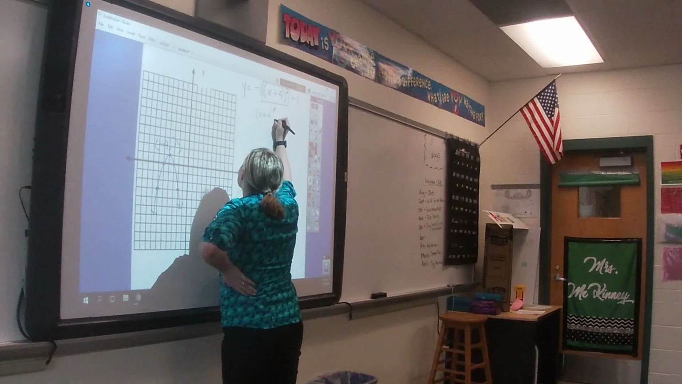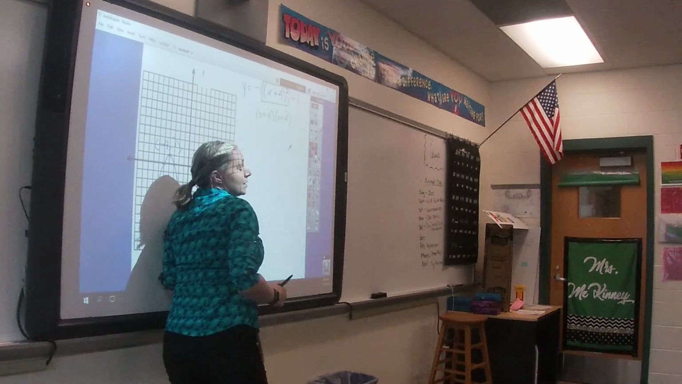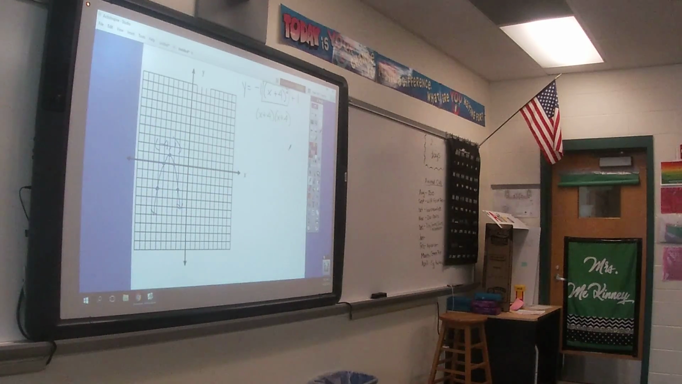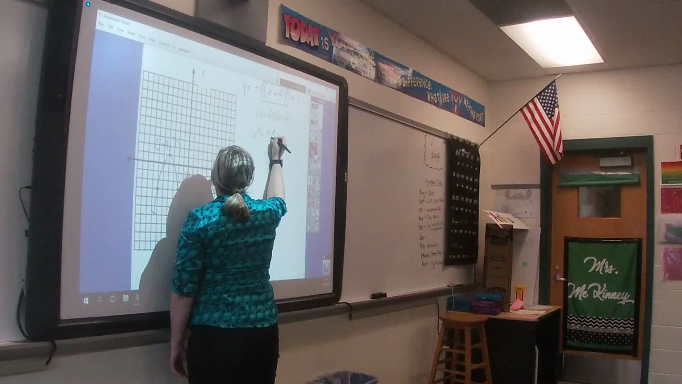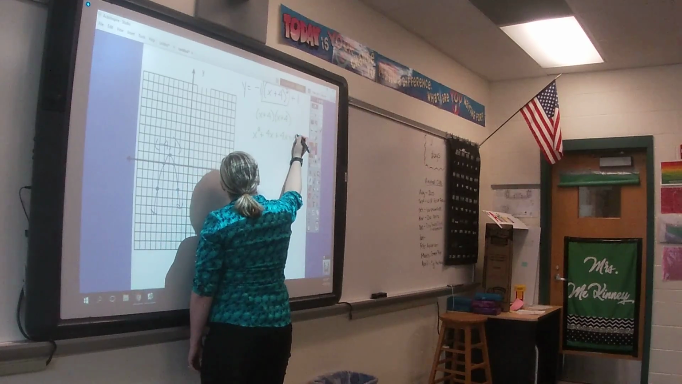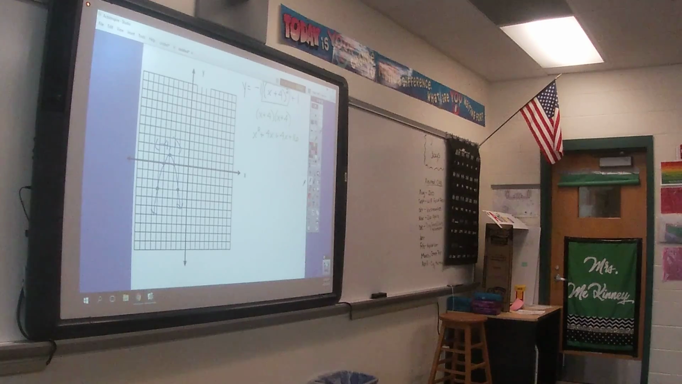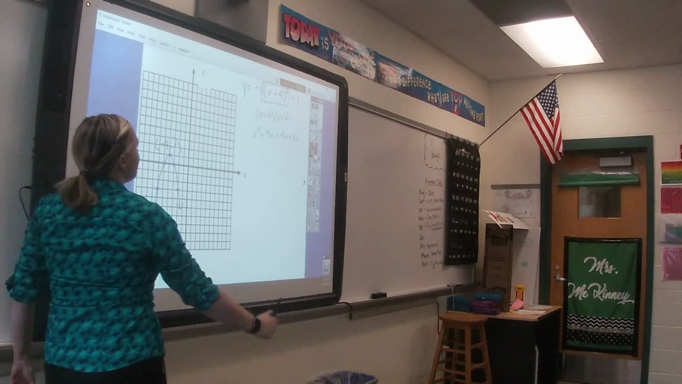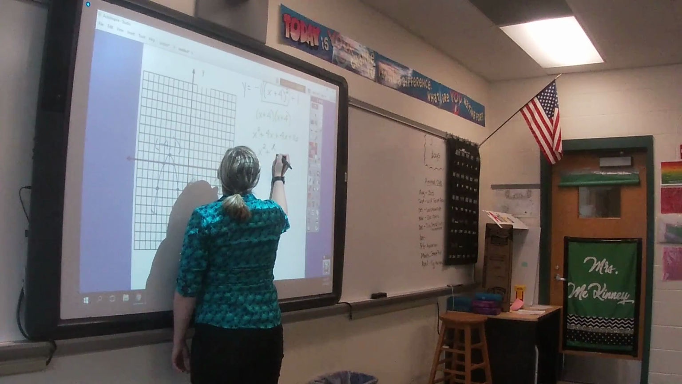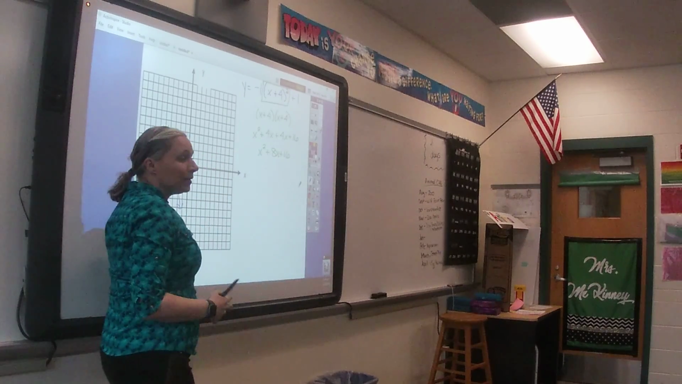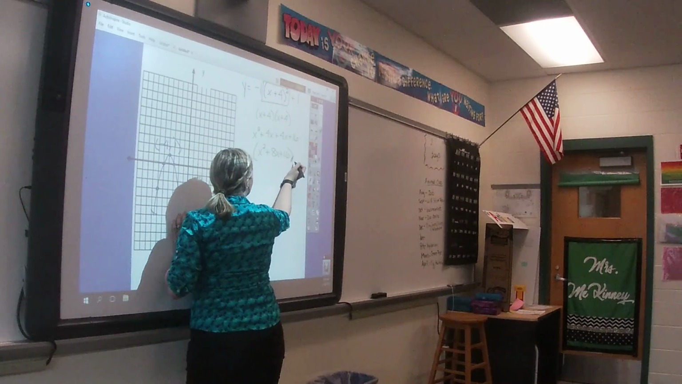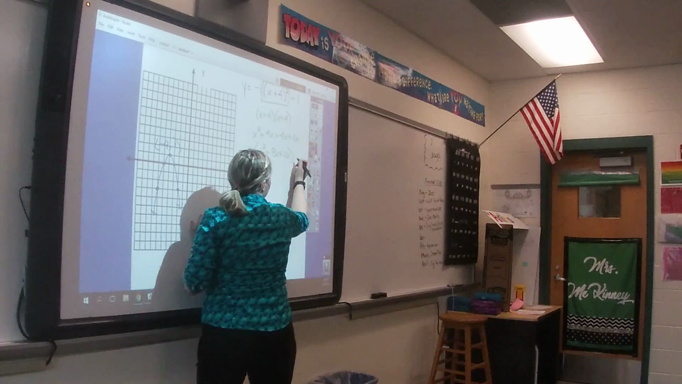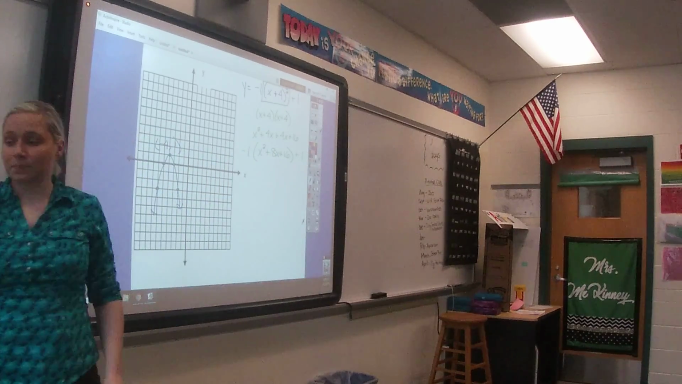So x plus 4 times x plus 4. So we multiply this out. I mean, at this point, we should be able to multiply two binomials and feel pretty good about that. Okay, so this turns into an x squared plus 8x plus 16. But we're not done because this is still in parentheses with the negative 1 out in front of it. Plus 1.